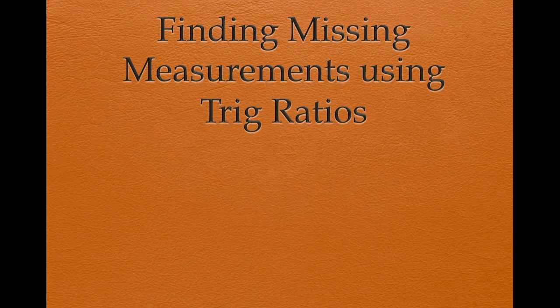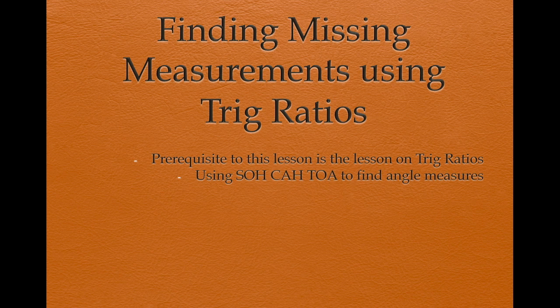In this lesson, we are going to learn how to find missing measurements of a right angle triangle using trig ratios. For you to be able to do this lesson, you must already know what trig ratios are. So a prerequisite to this lesson is a lesson on trig ratios, and we're going to be using SOH CAH TOA to find the angle measures. I'm also going to introduce you to arcsine, arccos, and arctan.